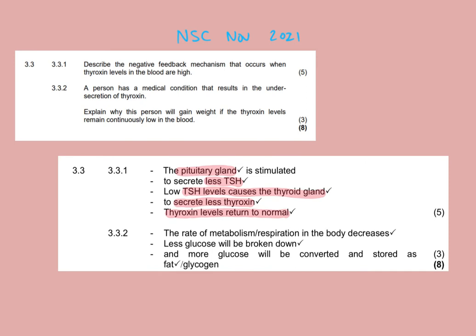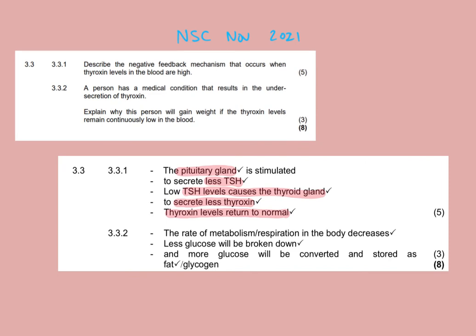So it's a 5-mark question, which is not uncommon, but in the memo there are only 5 possible marks. So it's important that you say every single point step by step, even though you might think it sounds redundant. Then the next question related to the role of thyroxin.